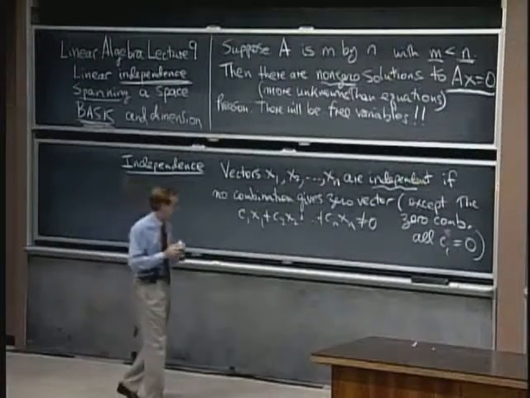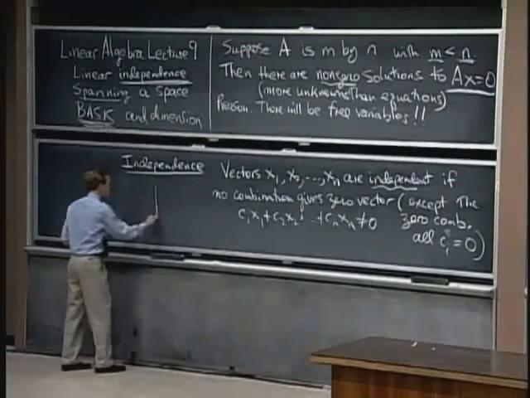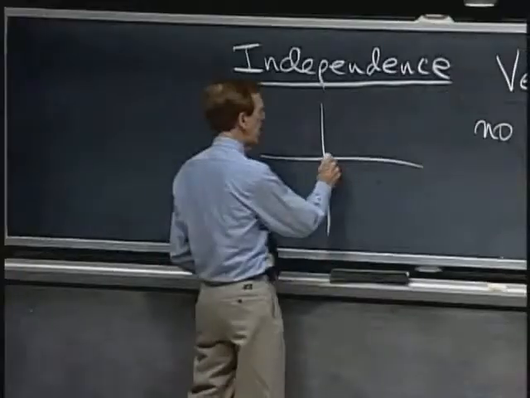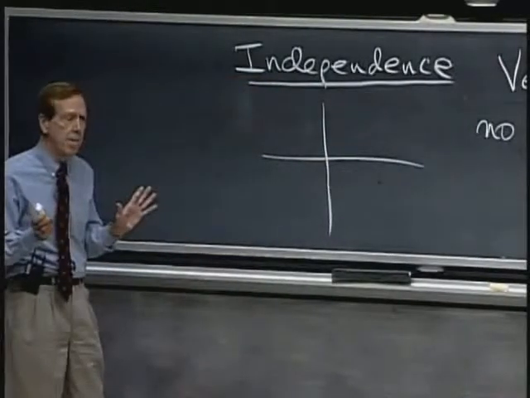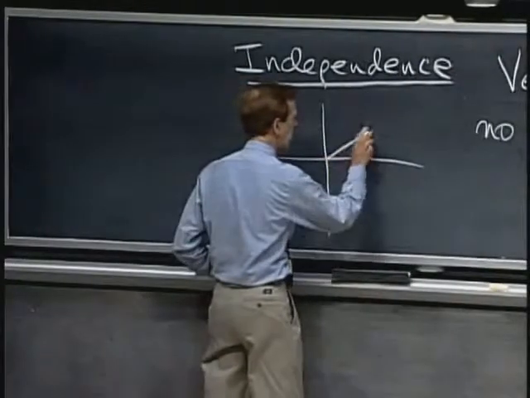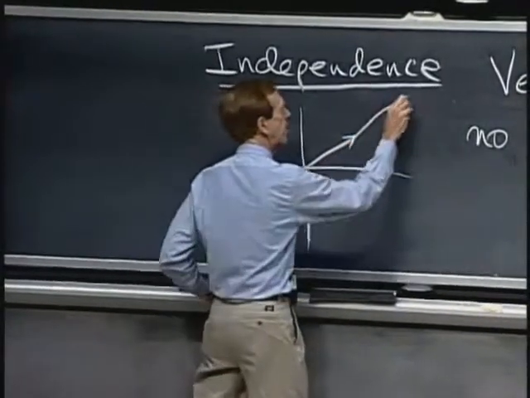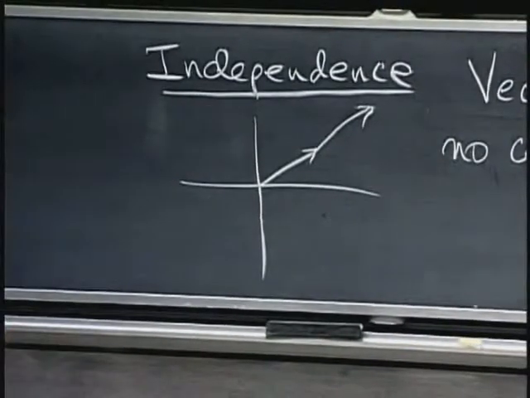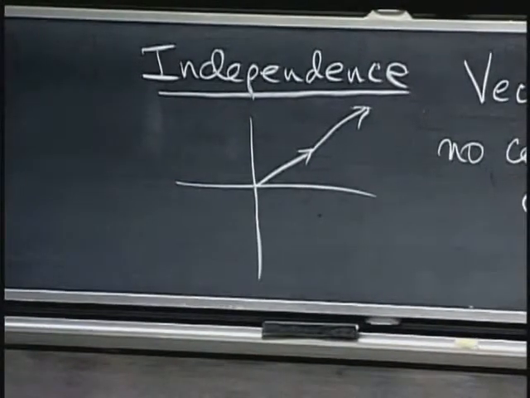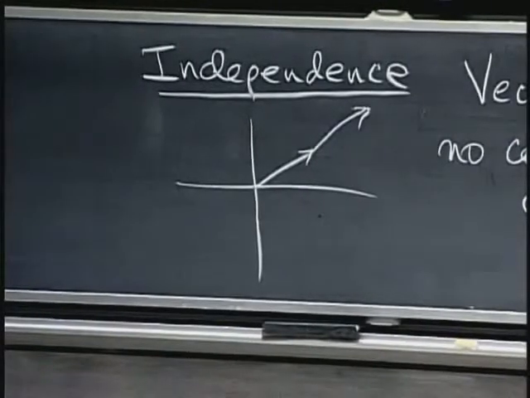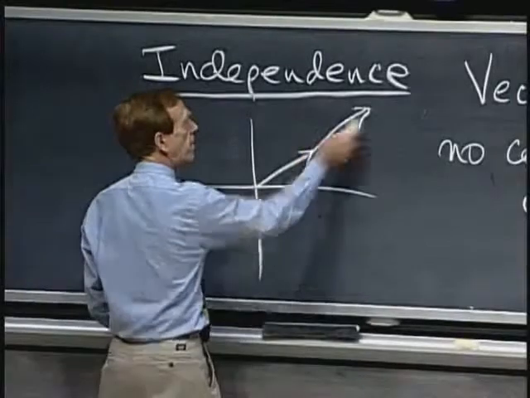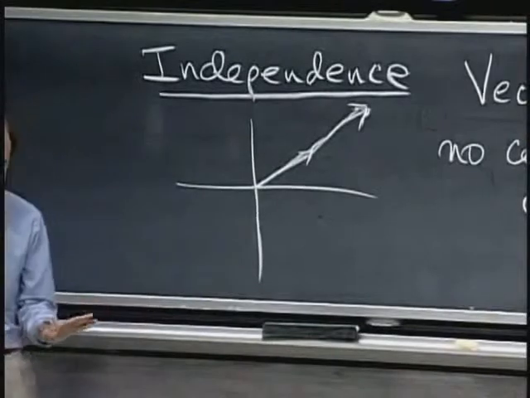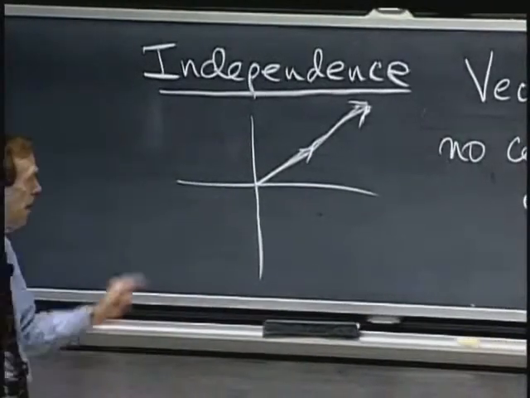Examples. Suppose I'm in two-dimensional space. I'd like to first take an example where I have a vector and twice that vector. So that's two vectors, v and 2v. Are those dependent or independent? Those are dependent for sure, right? There's a combination. One vector is twice as long as the other. So if the word dependent means anything, these should be dependent, and they are.